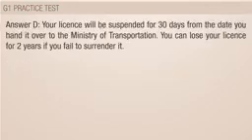Answer D. Your license will be suspended for 30 days from the date you hand it over to the Ministry of Transportation. You can lose your license for 2 years if you fail to surrender it.